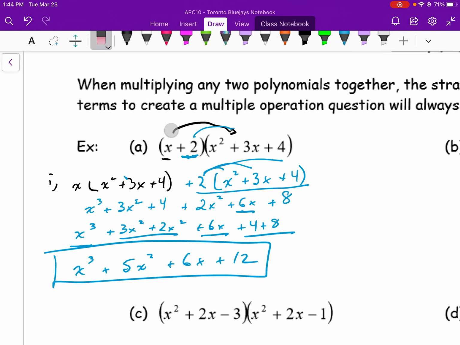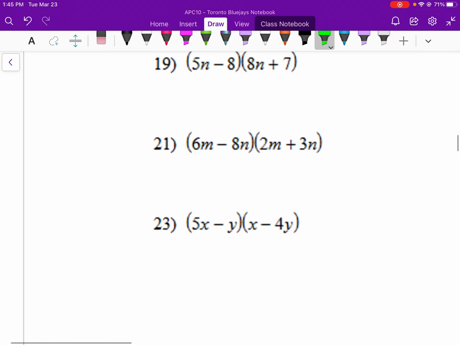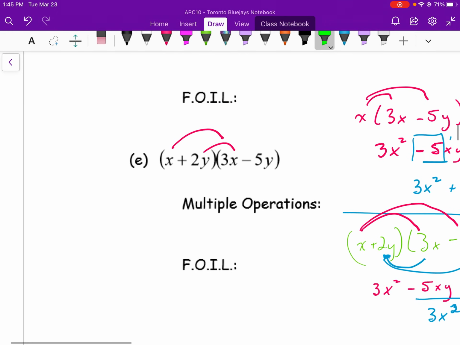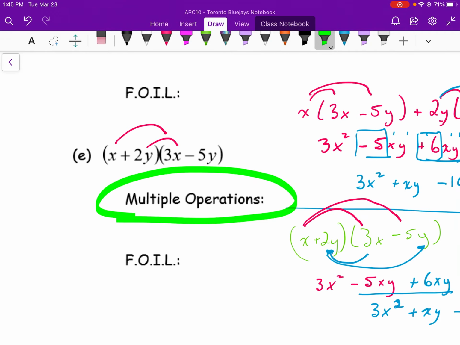Now, allow me to illustrate what I did again. It's not erasing very well, probably the wrong choice of eraser. Really what I did was I took my first term x and I multiplied it to the whole polynomial. Then I took my next term of the first polynomial and I multiplied it to the whole polynomial. So that is very similar to the previous multiple operations that we did here.